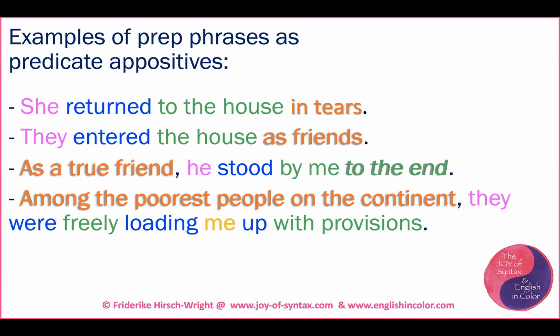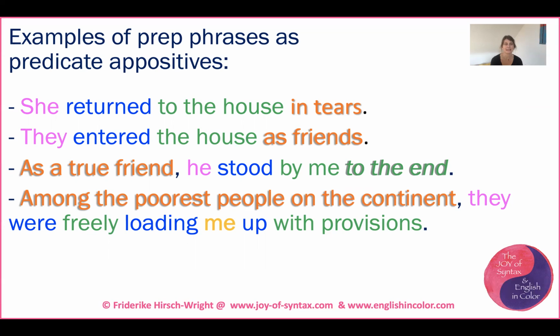Here are examples. Okay, I can become visible again so you know I'm still here. She returned to the house in tears. So she was in tears while she returned to the house. We have a prep phrase as second predicate appositive. We could have two sentences. She was in tears. She returned to the house. But English allows you to do a two-in-one solution. So we can actually attach the second predicate to the existing predicate, and it's very elegant.